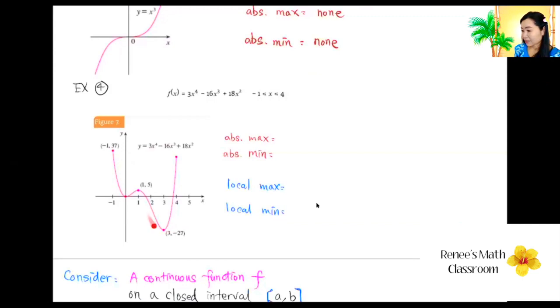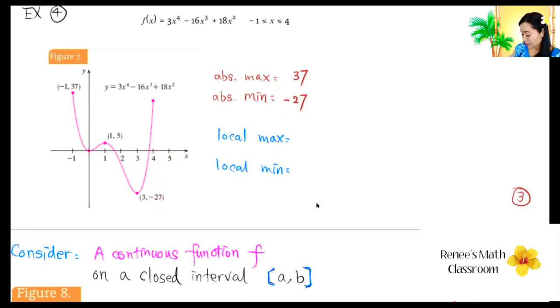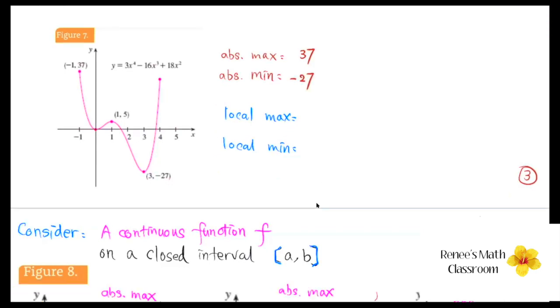Now this one over here. What's the absolute maximum, looking at the graph? Is it 37? You got it. This point here is the highest point on this domain from negative 1 to 4. So 37 is the highest function value on this domain. What's the absolute min? Negative 27. You got it. What's the local max? 5. Yes, 5 over here.